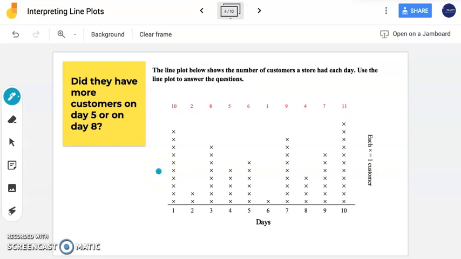Did they have more customers on day 5 or on day 8? Now, the beauty of counting this already is I already determined that on day 5, there were 6 customers. And I already determined on day 8, there were 4 customers. So did they have more customers on day 5 or day 8? Now I'm just going to circle this here, day 8 and day 5. So clearly day 5 has more X's, and notice there's 6 customers day 5, 4 customers on day 8. Therefore, day 5 is the answer to this question.